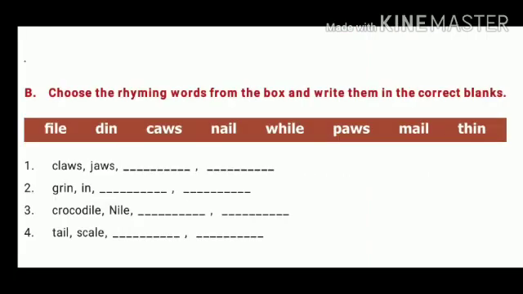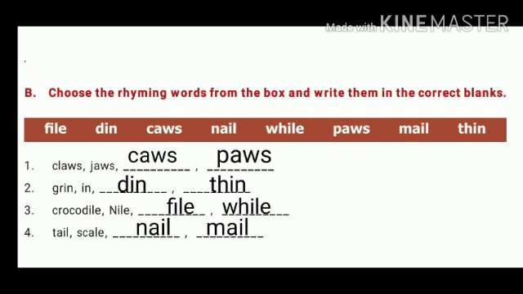Choose the rhyming words from the box and write them in the correct blanks. Number 1. Class, jazz. Number 2. Grin, in. Number 3. Crocodile, Nile. Number 4. Tail, scale. Now check your answers. Number 1. Class, jazz, cars, pass. Number 2. Grin, in, din, thin. Number 3. Crocodile, Nile, file, while. Number 4. Tail, scale, nail, mail.